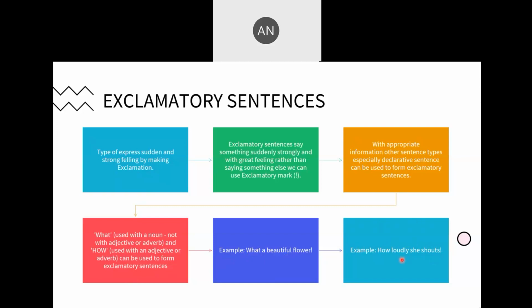Now let us see the formation of the sentence. They say what plus noun, what plus adjective or adverb. So all of you will agree, what, and then there is beautiful. Beautiful is an adjective, and then we have the object, that is the flower. The construction of how: how with an adjective or adverb. How loudly. Usually when there is ly, I'm talking about the majority of times, there are exceptions, but if ly is there, it is definitely an adverb. Silently, beautifully, loudly. So how loudly she shouted. So the construction is how plus adjective or adverb. So here we have how plus adverb.